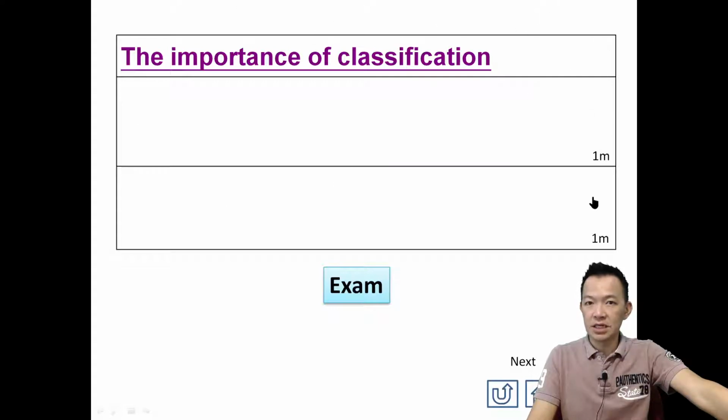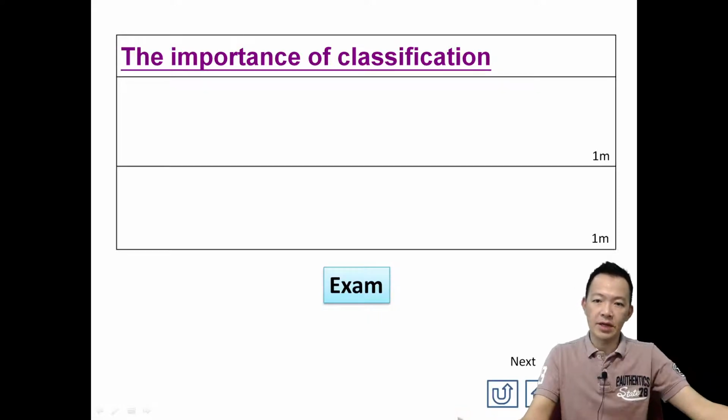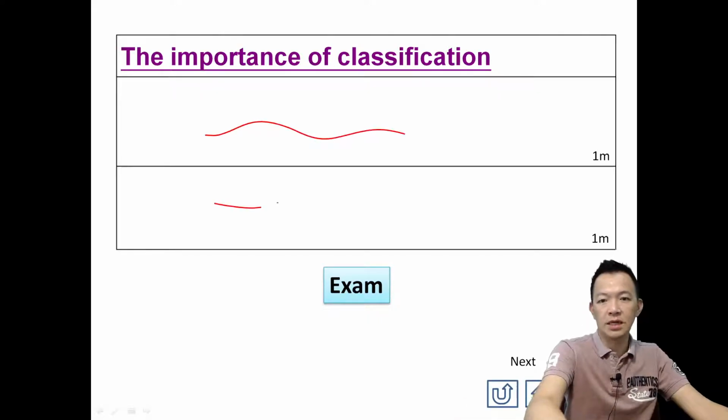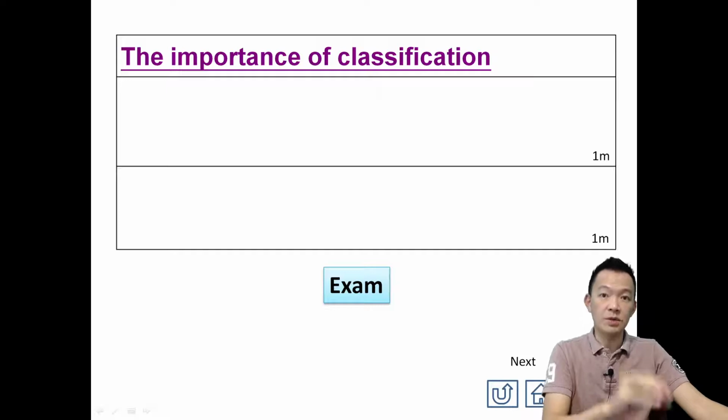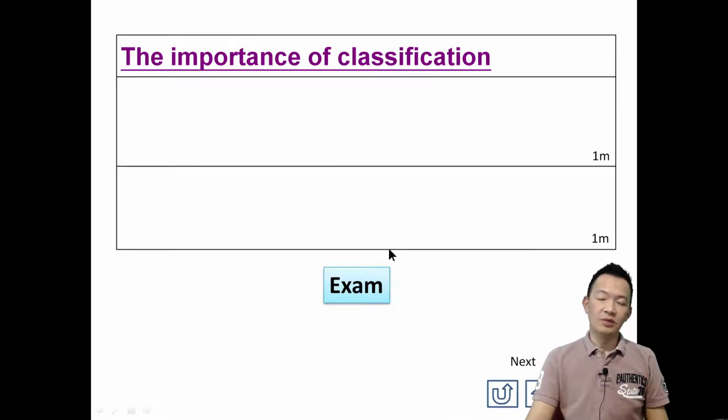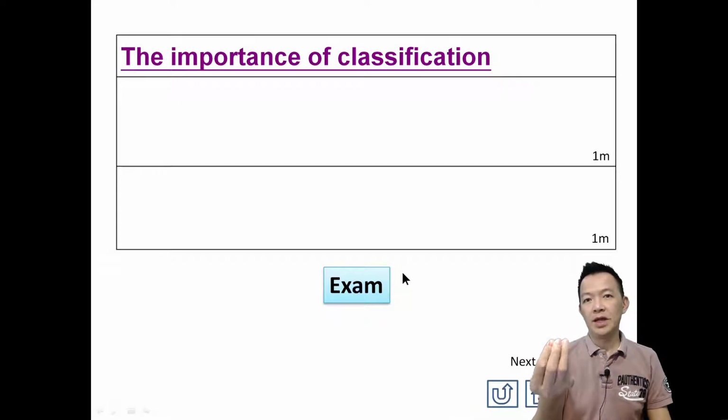So in our past year paper, they gave 2 marks. State 2 importance of classification of living organisms. Why must living organisms be classified? 2 sentences, 2 marks. Can you give me 2 reasons? Why, when we talk about living things, do we classify them? Don't know? Don't know.